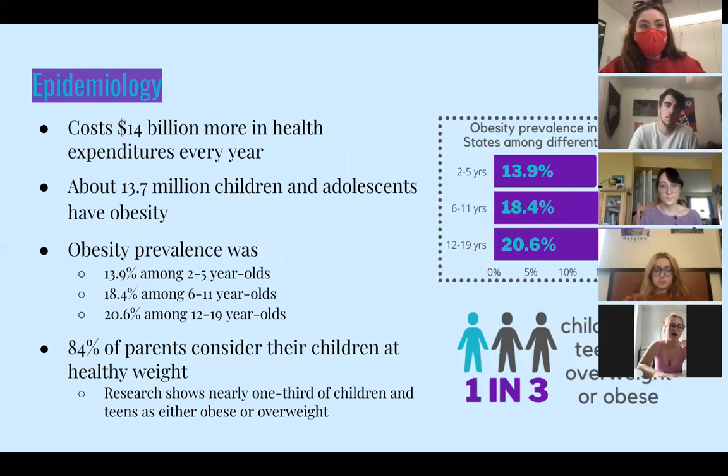Childhood obesity adds an estimated $14 billion more in healthcare expenditure costs each year. About 13.7 million children and adolescents are obese. There are different obesity prevalences amongst different age ranges. From children ages 2 to 5 years old, there's a 13.9% rate of obesity. From ages 6 to 11, 18.4% of children are obese. And from ages 12 to 19, 20.6% of adolescents are obese.